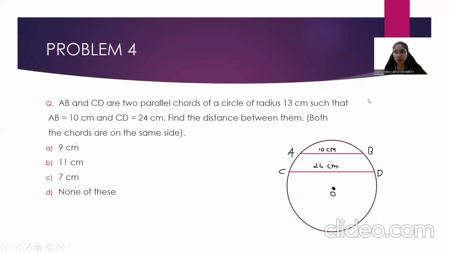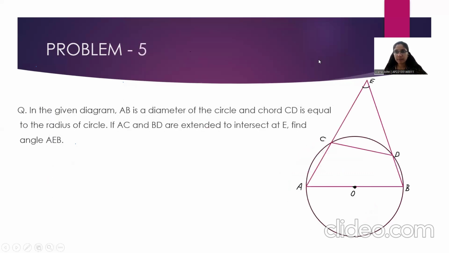So let's move on to the fifth problem. Here is problem 5. Let's read this problem. In the given diagram, a diagram is already given in the problem. AB is a diameter of the circle, and chord CD is equal to the radius of the circle. A chord CD is given, and it is said that the length of the chord CD is equal to the radius of the circle.